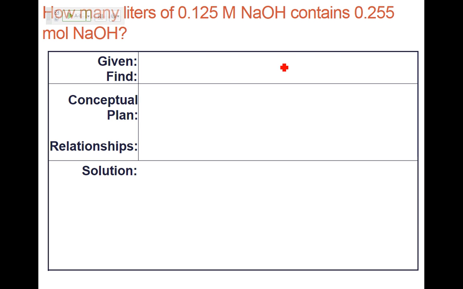Looking at this example, our molarity is given to us. Our moles that we need are given to us. And what we're looking for is the volume that would contain this many moles. So first off, our relationship. Because we already have moles and we're looking for liters, the relationship that we need is given to us by our molarity. In this particular solution, we have 0.125 moles of sodium hydroxide for every liter of sodium hydroxide solution. So we have that conversion factor.